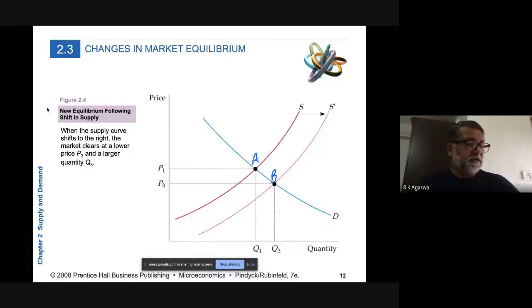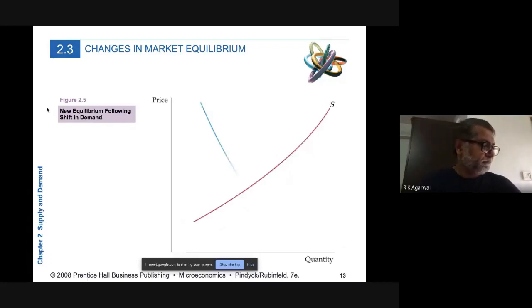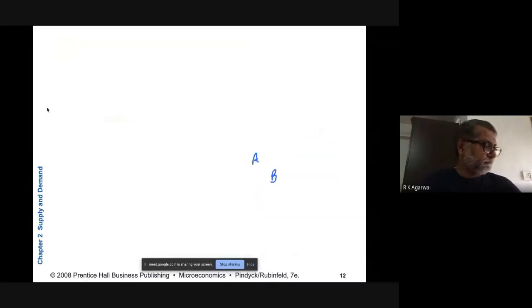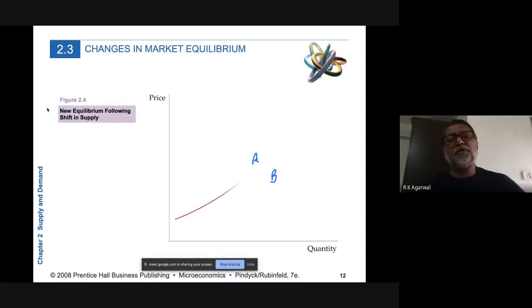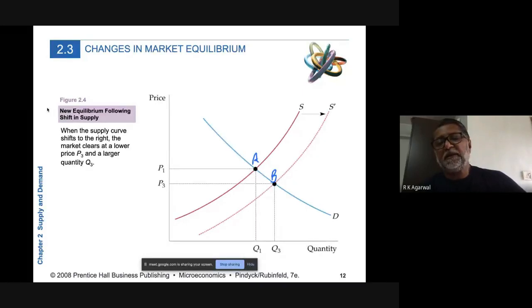So what is the conclusion that you can draw? That when the supply curve shifts to its right and the demand curve remains the same, then price falls and quantity increases. This is the conclusion that you draw.